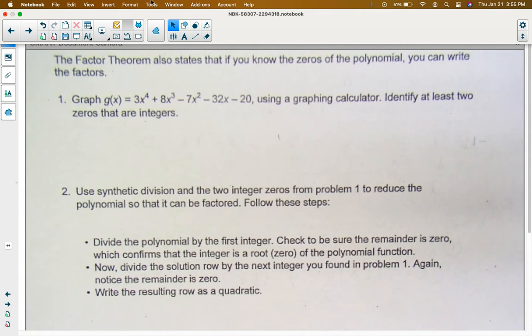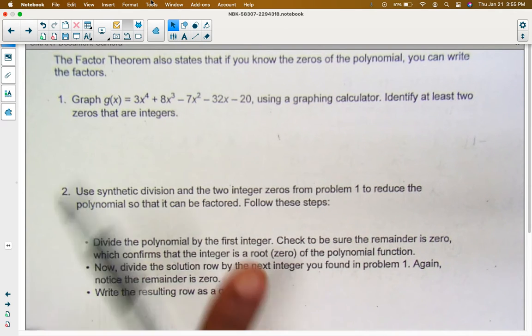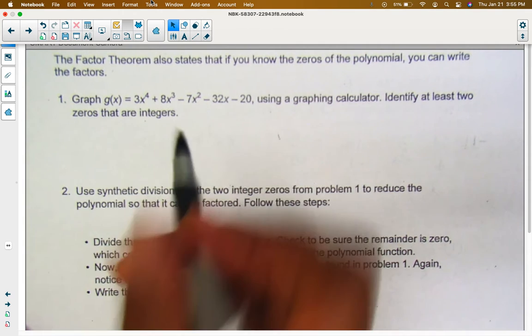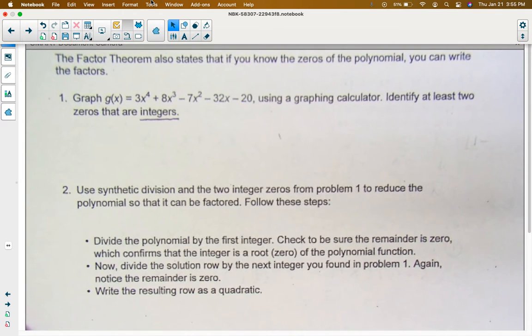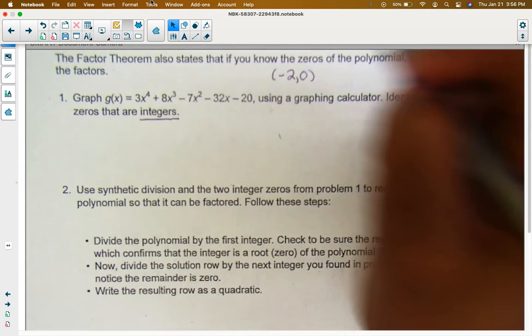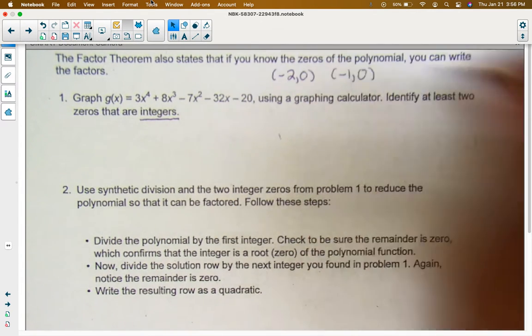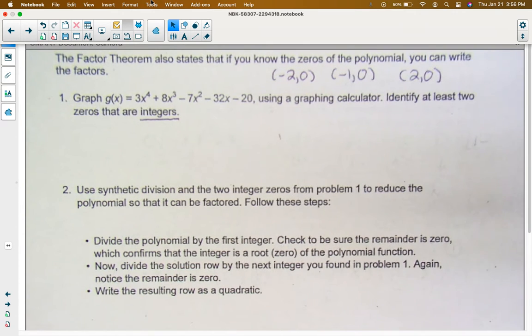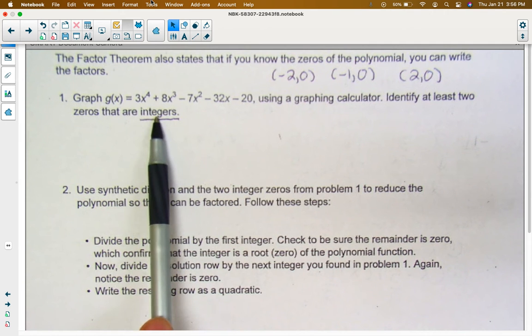Look at your graph. You're looking for where it crosses the x-axis. When I graphed this, I found a whole bunch of different spots that it crosses, but I'm looking for an integer. So no decimals, no fractions. I'm looking for like 1, 2, 3, 4, 5, or -1, -2, -3, -4. So when I graphed this, I saw that it crossed at -2, 0. I saw that it crossed at -1, 0. And I also saw that it crossed at 2, 0. Now, there was one more solution where it crossed, but that was not an integer.